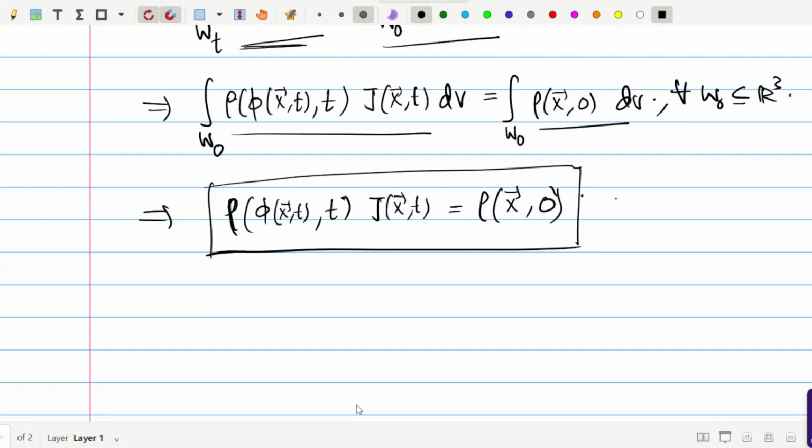Okay, this is also called conservation of mass. So this is the equivalent form of the equation of continuity. This is equivalent to mass conservation.